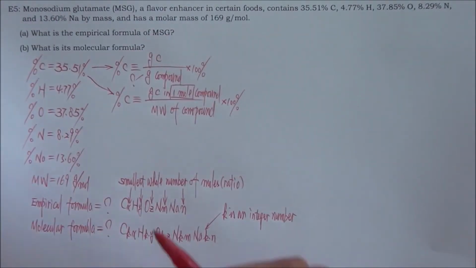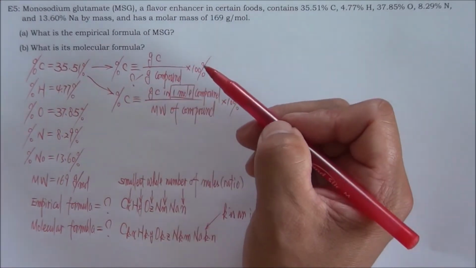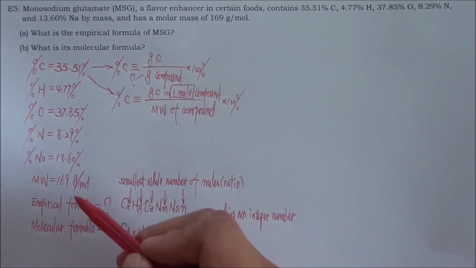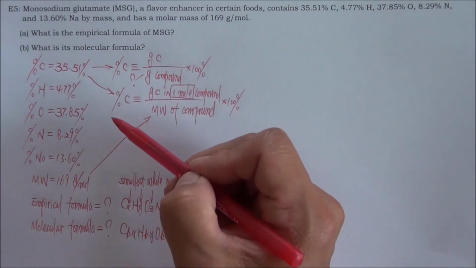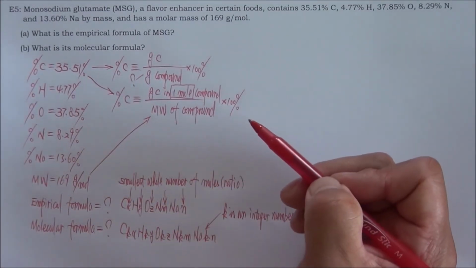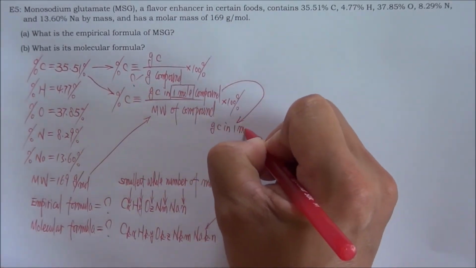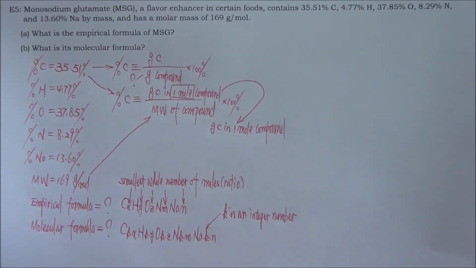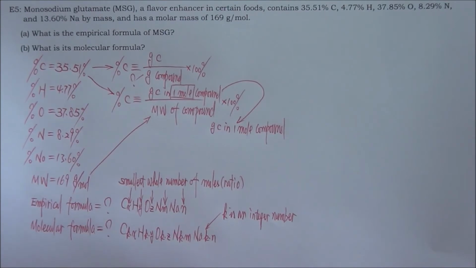Let's look at what we have. We already know the percentage of carbon by mass. We don't know the gram of the compound. But if you look at what is given, you can find the molecular weight of the compound. As we can see here, if you know the percentage of carbon by mass and you know the molecular weight of the compound, you can find the gram of carbon in 1 mole of the compound. If you remember, we can convert the gram of carbon into moles of carbon if we know the atomic mass of carbon, which you can look up from the periodic table.